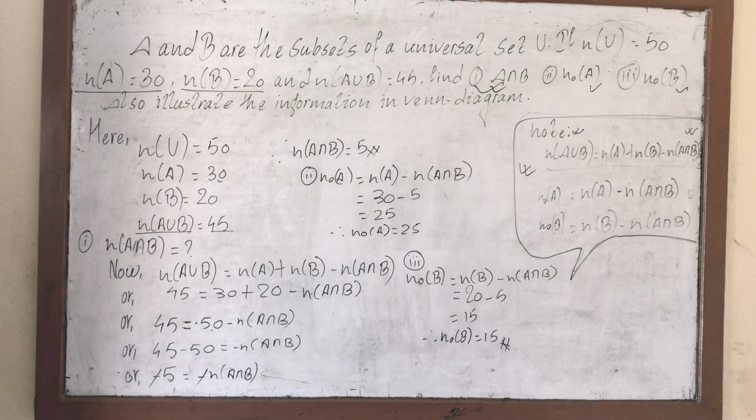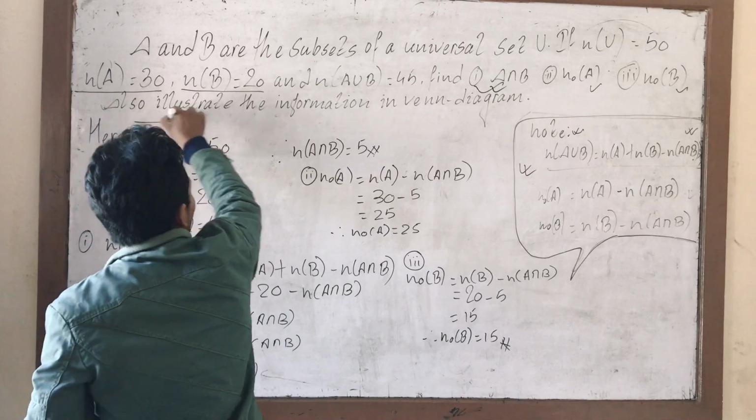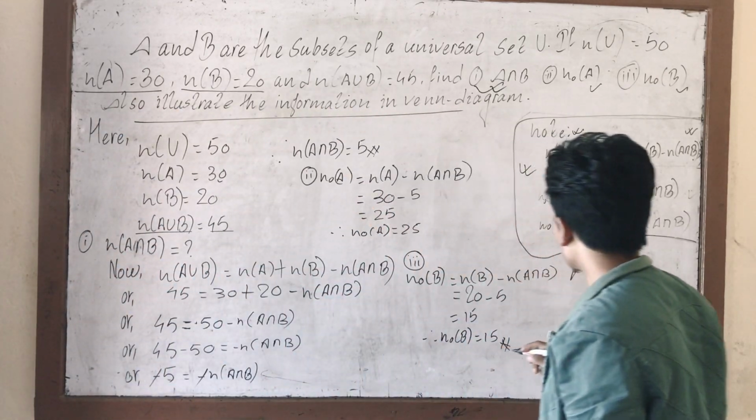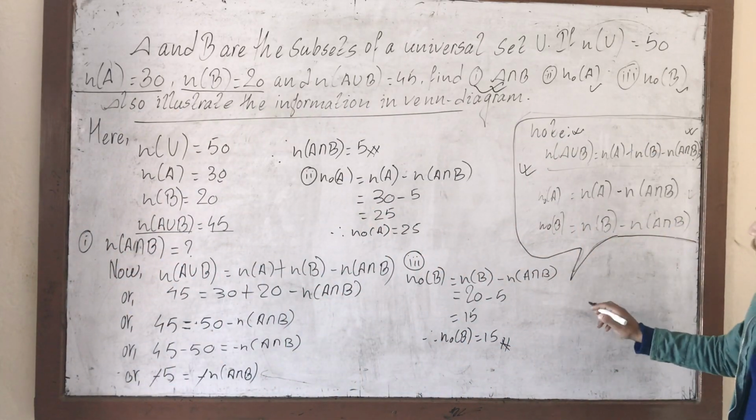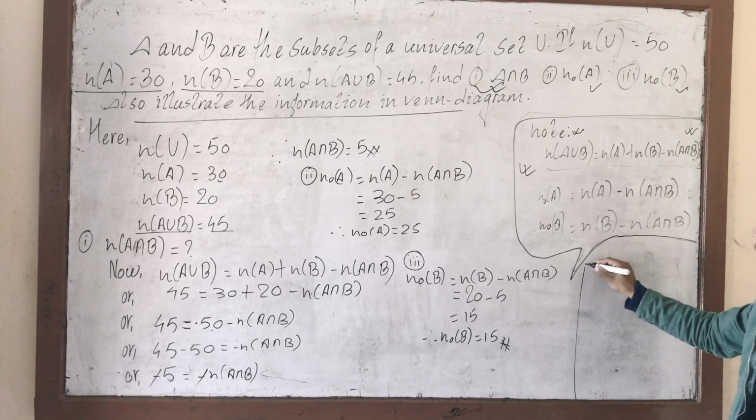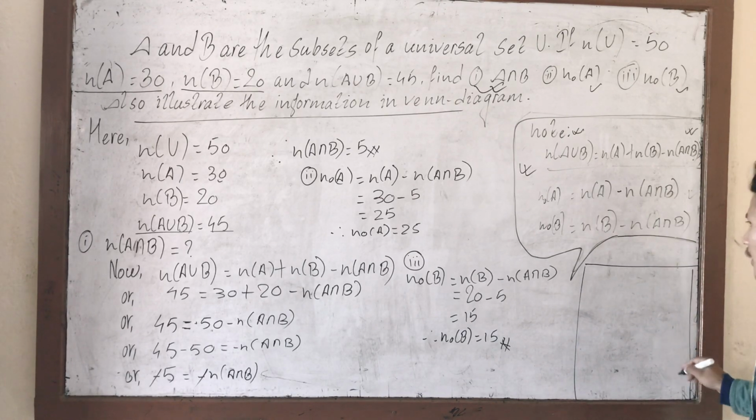So that's how we find out the number of A only, the number of B only, and A intersection B from the following questions. So if you have related questions like this, try to complete all of them from the exercise book. Now the question says illustrate them in a Venn diagram. So I do not have much space, so I'm going to make it here. I'm making a small Venn diagram here, you should make one too.